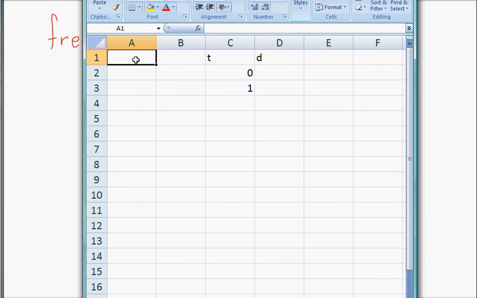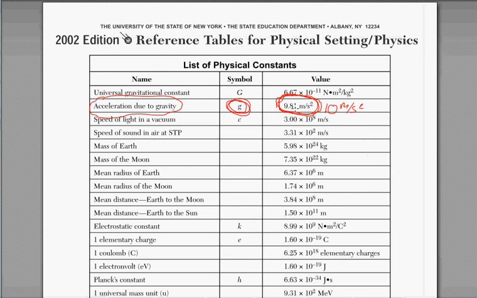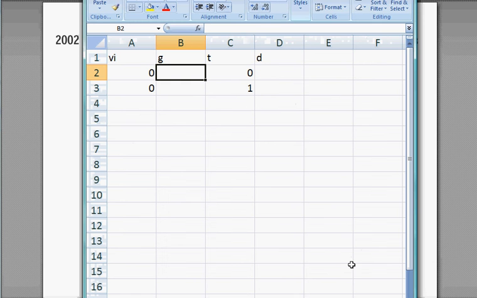Now the one thing I want to remind us, guys, is that our VI is always going to be 0. No matter what, we can never change the initial conditions of an experiment. So the initial condition for any free fall is always going to be 0. We also realize that we are on the Earth, so we use the acceleration due to gravity from the reference table again. Oh, it's 9.81 meters per second squared. So my g is going to be 9.81. I'm going to put it in there twice, and once you get some experience with Excel, you'll see why.